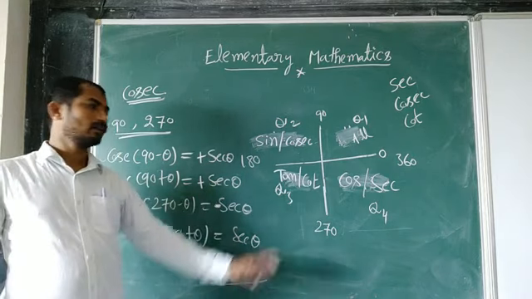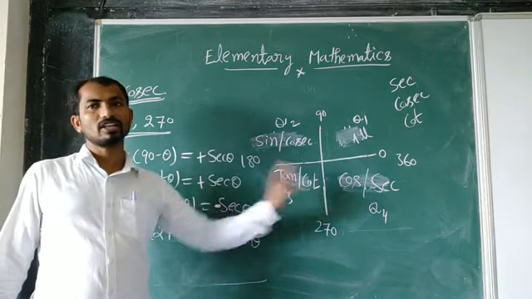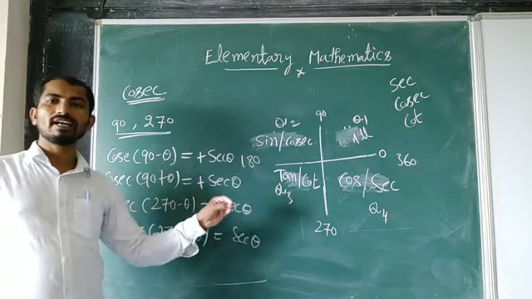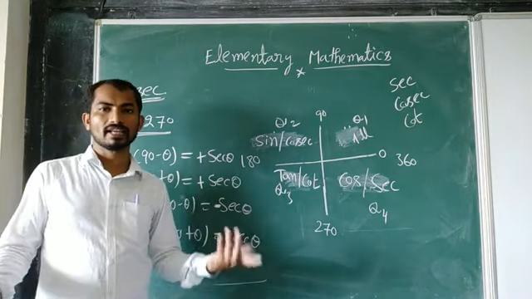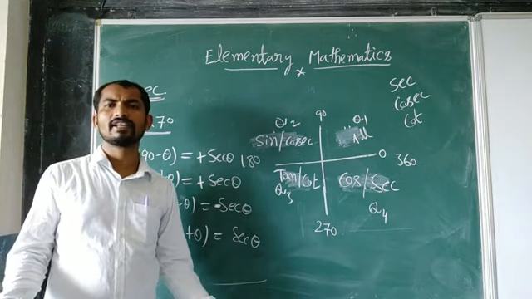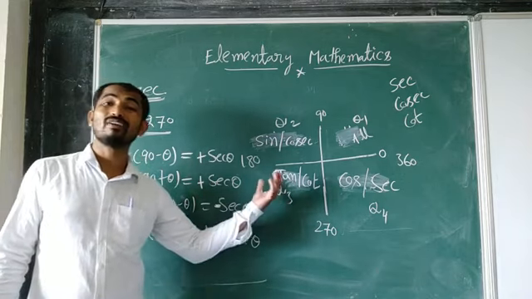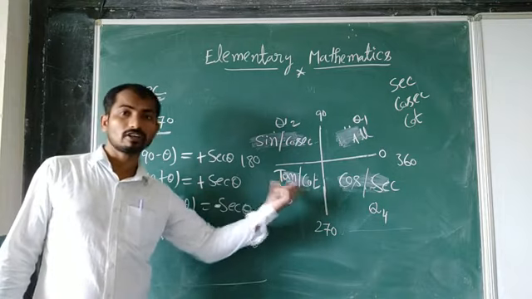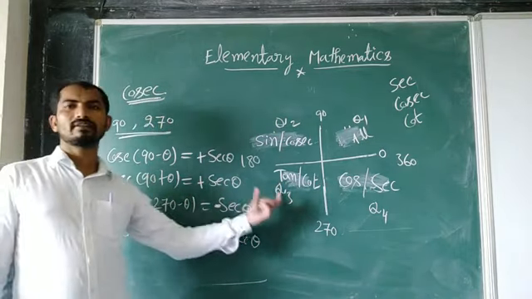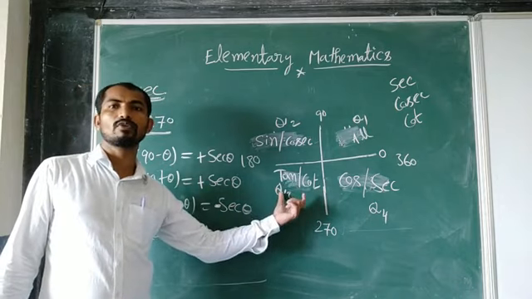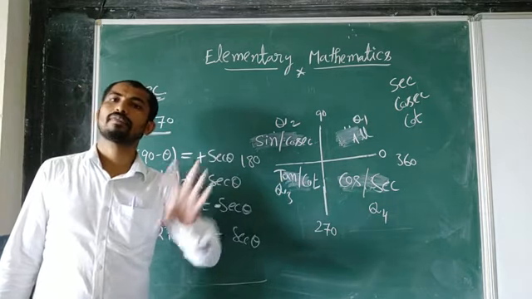Clear? In the third quadrant, only tan and cot are positive, but our base function is not positive in the third quadrant. If it is not positive, what do we have to write? Minus. Where it is positive we write plus, otherwise we have to write minus. In the third quadrant only tan and cot are positive, but our base function is cosec. Cosec is not positive in the third quadrant, so we take the minus sign.